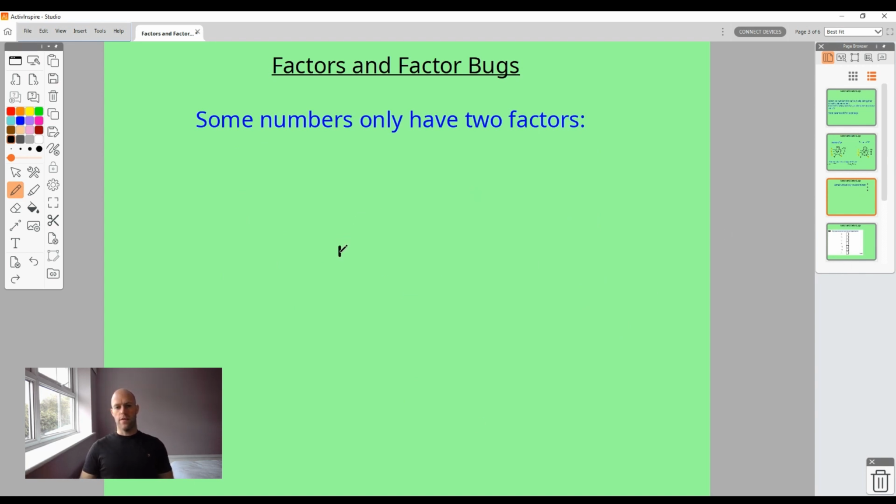Some numbers you'll find, if you did a factor bug for a number, for example 11, I'll notice that 1 times the number, I've got nothing else. It's not going to be in the 2 times table because it doesn't end in an even number. It's not in the 3s or the 4s or the 5s because it doesn't end in a 5 or 0. 6, 7, 8, 9. I've only got 2 factors. Same with something like 17.